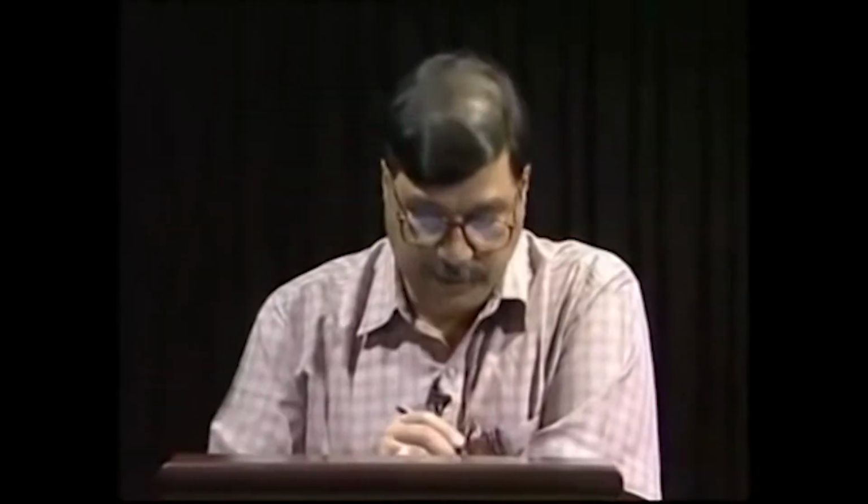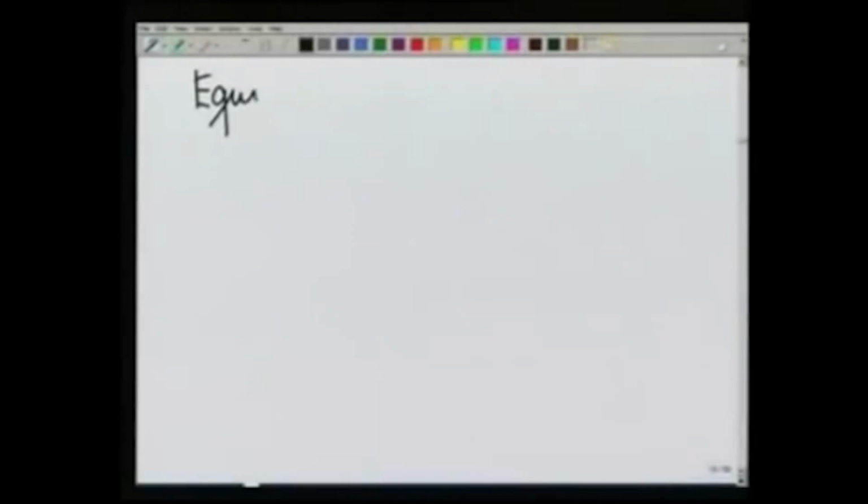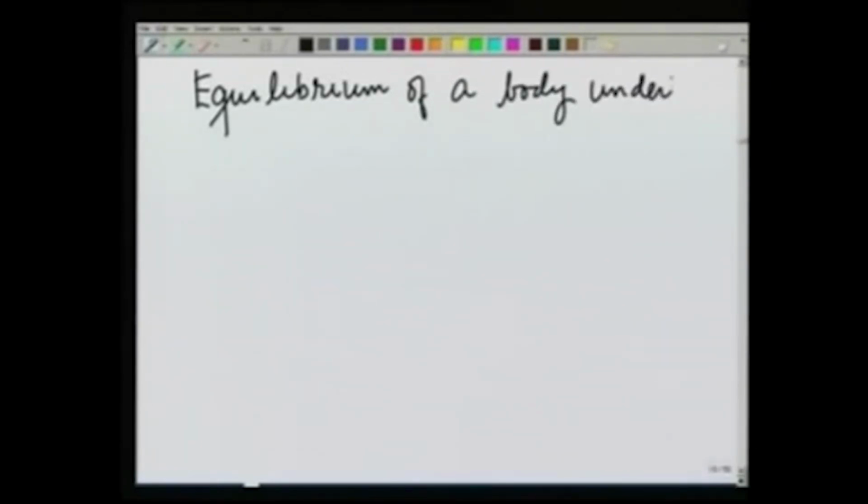Now we are ready to look at equilibrium of a body under applied forces.